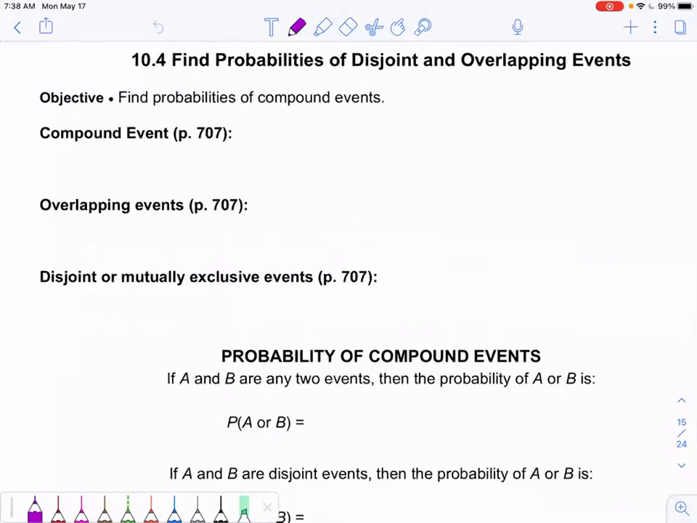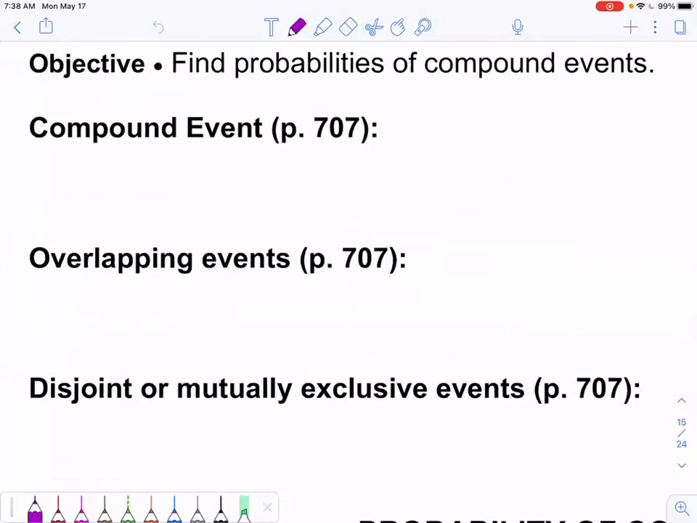So compound events, if you have a compound, and I know you're all not in chemistry yet because you'll be in there next year. And all my chemistry students are taking the Keystone for English.